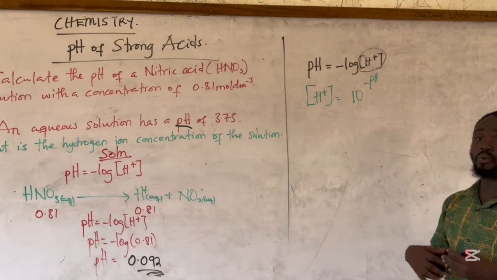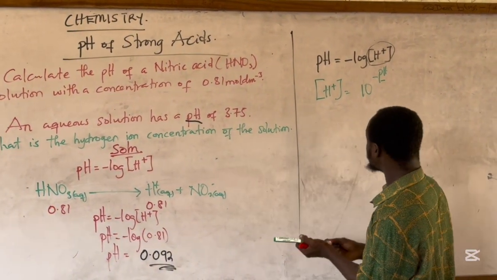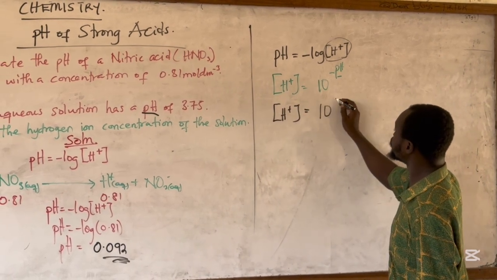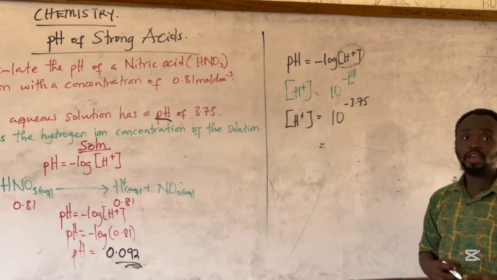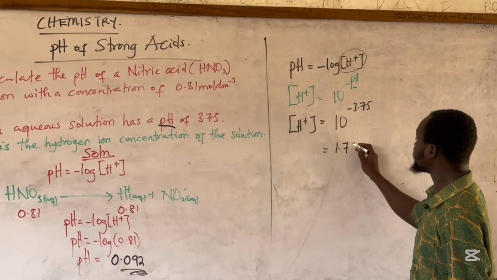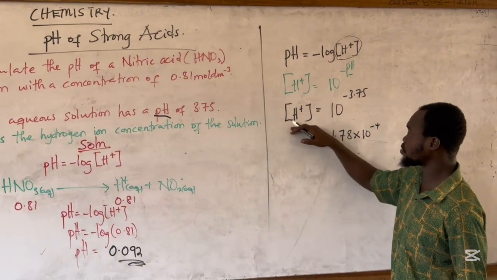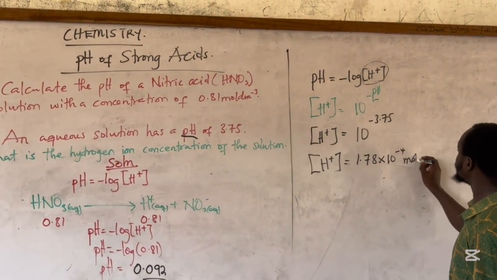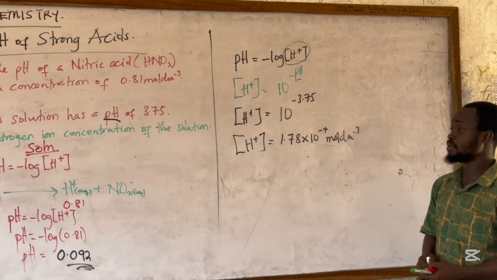So over here, we just do a quick substitution. We know that the pH is 3.75. So our H plus ion concentration is equal to what we have here on the board. And what answer do we have? 1.78 times 10 raised to the power negative 4. Don't forget it is concentration. So we add the units, in moles per dm cube.